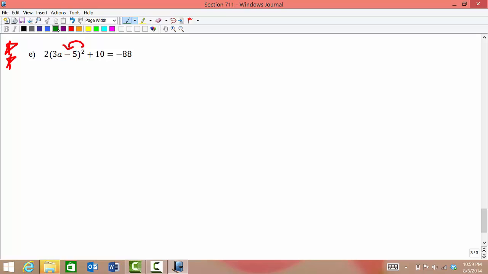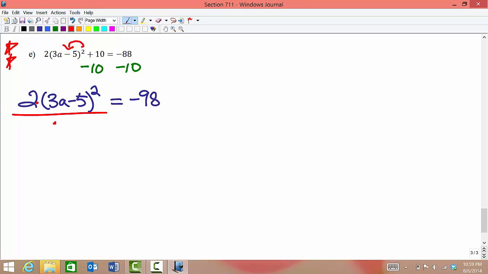So the square actually applies to everything that's in the parentheses, but it does not apply to the 2, and it does not apply to that positive 10. So first thing I want to do is do any adding or subtracting. Because I'm adding a 10, then I will subtract a 10 from both sides first. And I still need to get rid of that 2, and I notice that the 2 is being multiplied times that parentheses, so I do need to divide both sides by 2 to eliminate the 2.